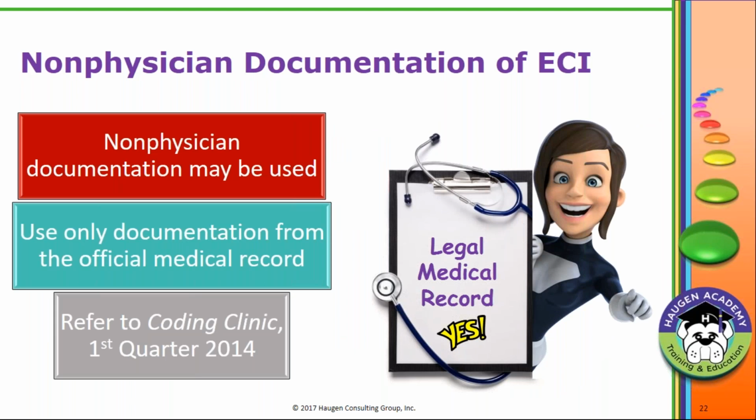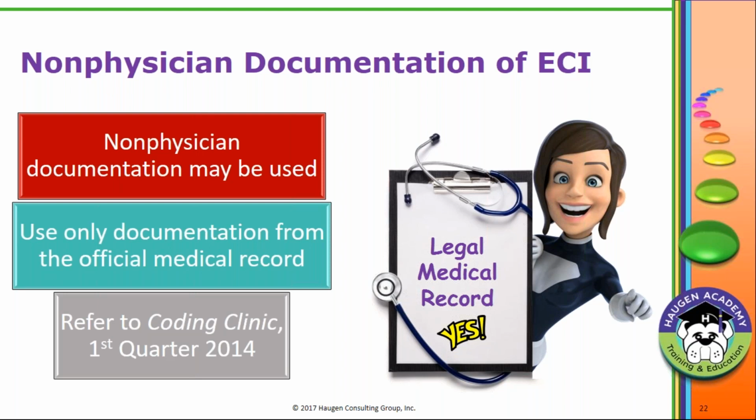I wanted to take a moment and address non-physician documentation for your external cause of injury. There is a Coding Clinic from first quarter of 2014 that says that non-physician documentation may be used because, let's face it, it's usually going to be the nurse who pulls that kind of detail. It may even be coming from an ambulance trip report or an EMT report if the patient came in through the ER. What Coding Clinic says is that you use only the documentation from the official medical record, and that's the terminology they use, official medical record.